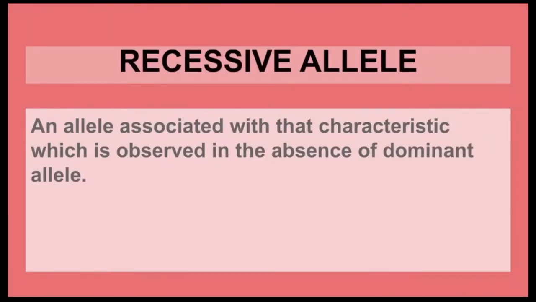Recessive allele is that allele which is observed only in the absence of the dominant allele. Like, if this recessive characteristic is present in a homologous pair of chromosomes, one containing small t and the other one also containing small t, in this case the dwarfness characteristic will be observed. The individual will be dwarf in this case.